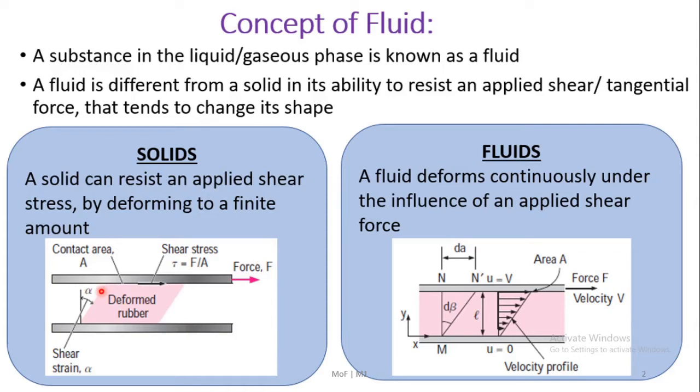So in short, a solid can resist an applied shear force by deforming to a finite amount, say alpha. This is not the case of a fluid. In the case of a fluid, the applied tangential or shear force will cause the layers of fluid to deform as shown here. As we know, fluid moves as layers one over the other.